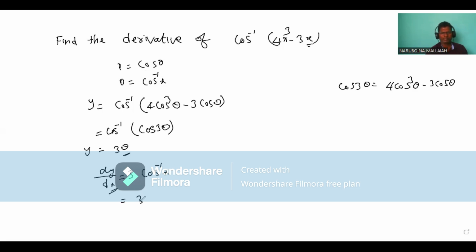So write the constant as it is. Derivative of cos inverse x is minus 1 by square root of 1 minus x squared. I am writing this formula here. Derivative of cos inverse x with respect to x is minus 1 by square root of 1 minus x squared. Now this becomes plus into minus, minus 3 ones are 3 by square root of 1 minus x squared. This will be our final answer.